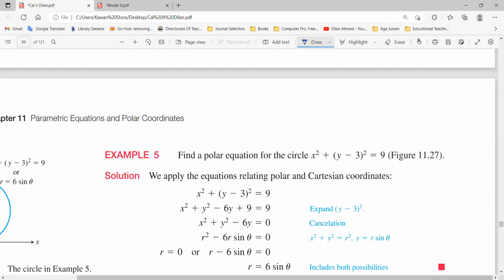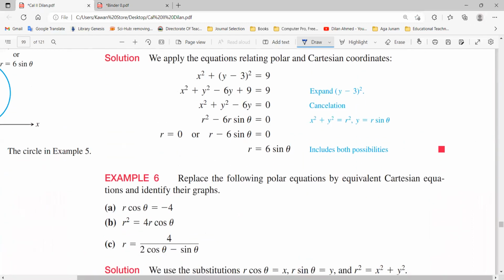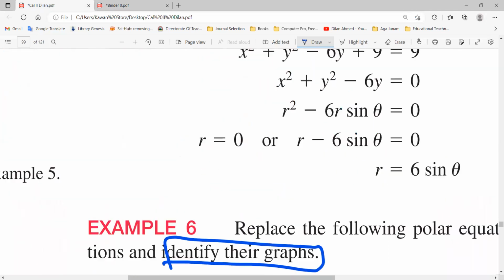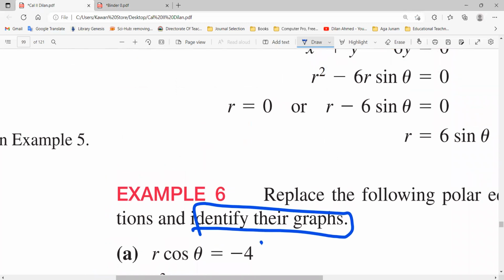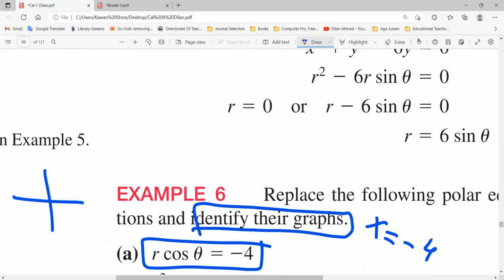What else? Change that one and identify the graph later. It's easy for you, of course. So how do we graph that one? It means that x is equal to -4. Am I right? One line, x equal to -4.